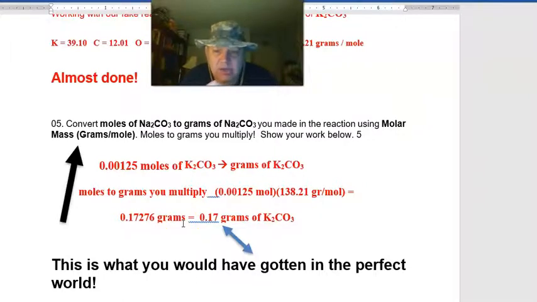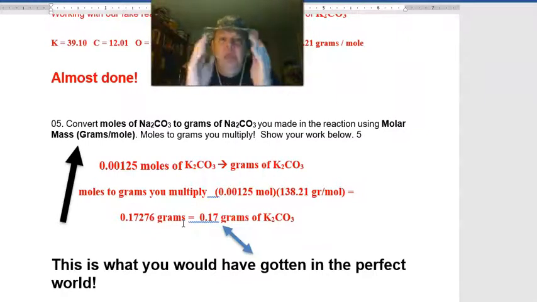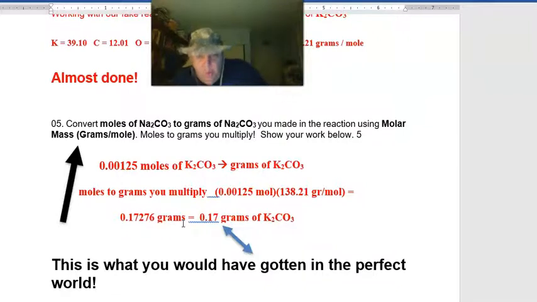Notice the arrow that I inserted there. This is what you would have gotten in the perfect world. In other words, our theoretical yield. Okay? This is as everything goes great. We did all the calculations on the paper, multiple calculations, so we get to this point. That's how much we would get in the perfect world. Everything is great. This is our maximum yield that we would get. 0.17 grams. Oh, please tell me it's over.